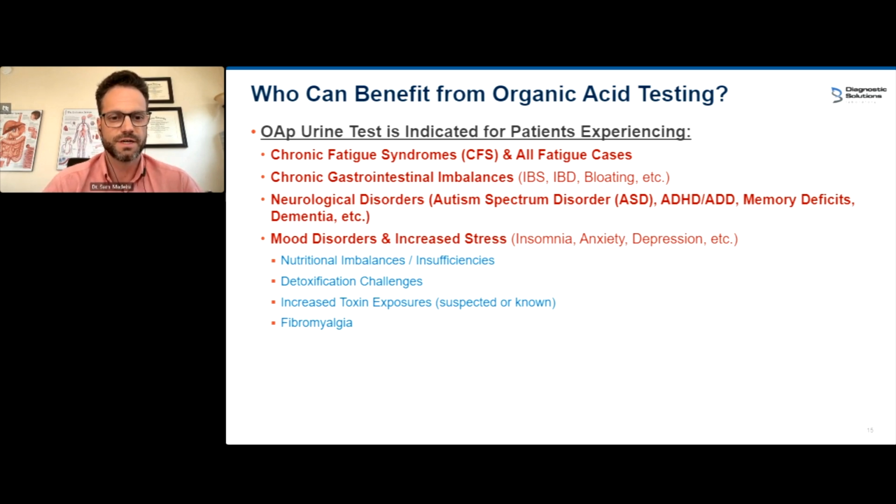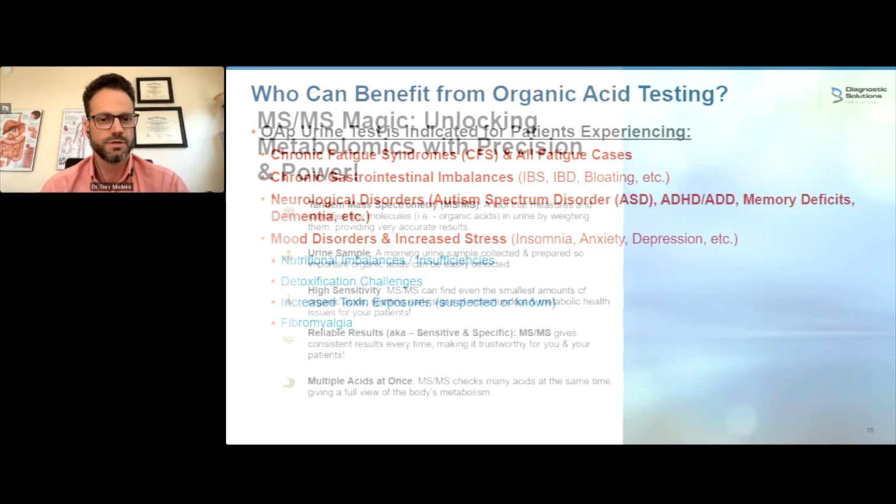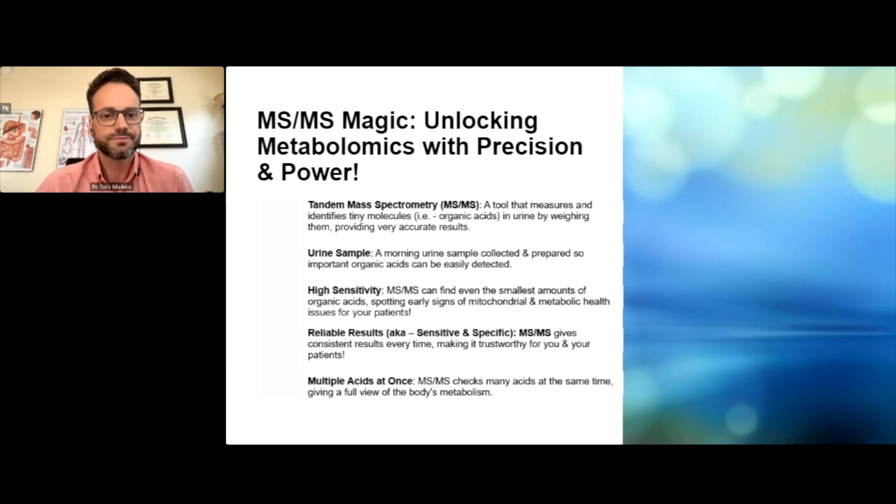So specifically, if you're not targeting those four categories, anyone with toxin exposures, maybe they have fibromyalgia and nutritional imbalances, maybe you work with athletes and you want them to improve their performance.